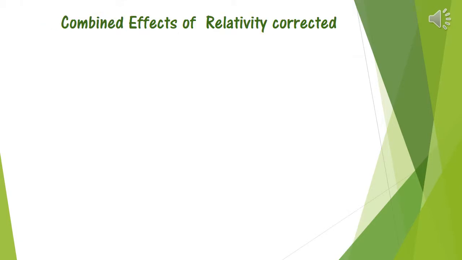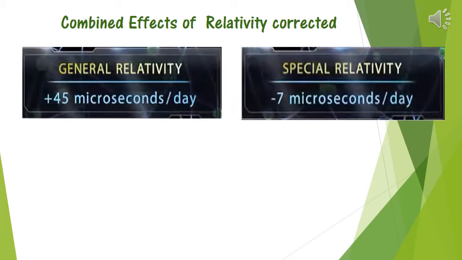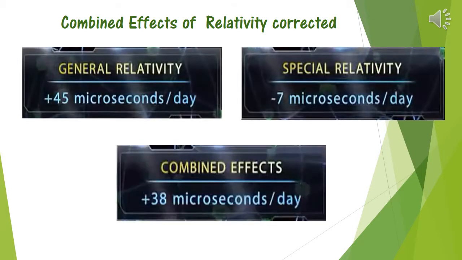Now, combining the effects of general and special relativity, the clocks in space run 38 microseconds faster than their Earth counterparts per day. So they are adjusted or slowed down by 38 microseconds per day to give such great precision.